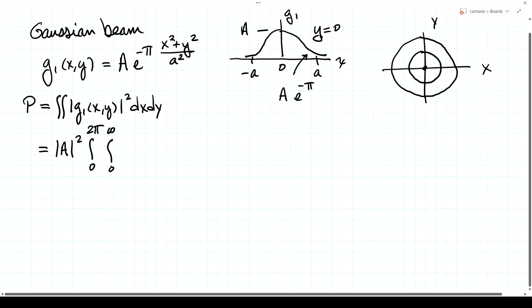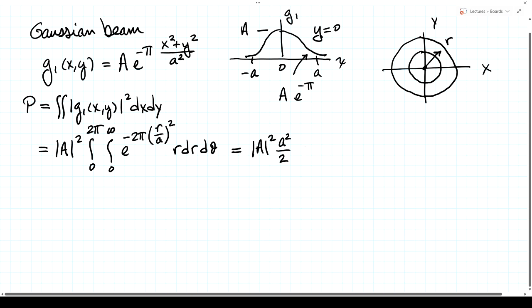coordinate r of the square of this, which will be e to the minus 2 pi, r squared over a squared, or quantity r over a squared, r d theta. And the theta integral will just bring you a factor of 2 pi. And then you can do this as a basic integral, because here you've got an r squared and here's an r, so you can think of this as e to the minus u, and then you can set up a du here. And if you go through and do that, you end up with the result: the magnitude of a squared times little a squared over 2. So that's the total power in the field.